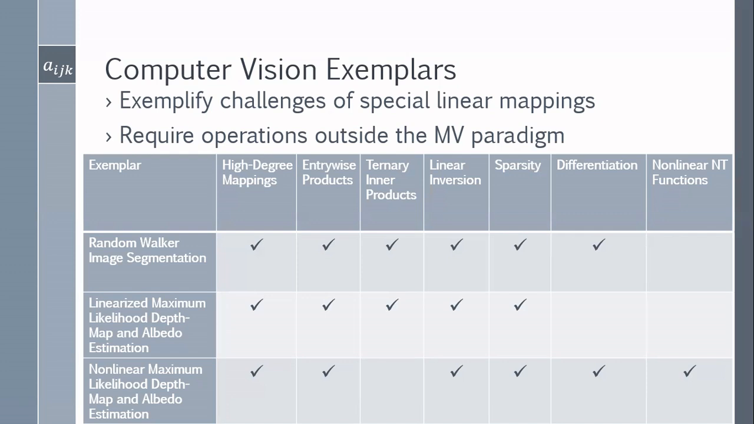The thesis looks at 3 main exemplars, but the one that I want to talk about is the middle one, the linearized maximum likelihood depth map and albedo estimation. It hits 5 of these operations outside of the matrix vector paradigm.